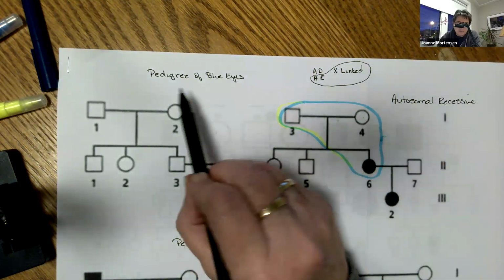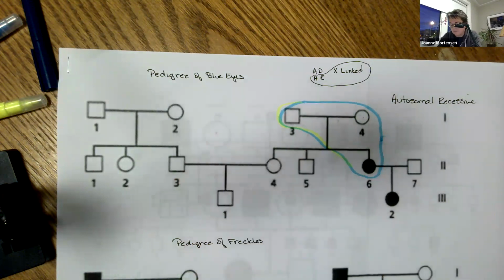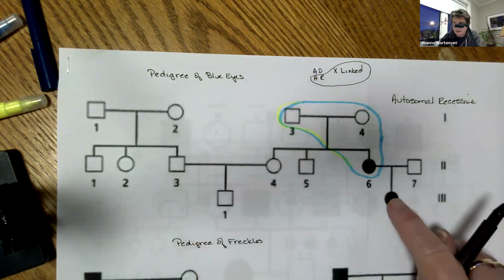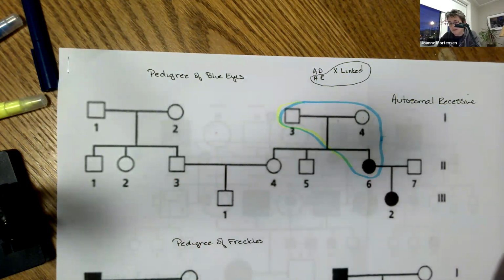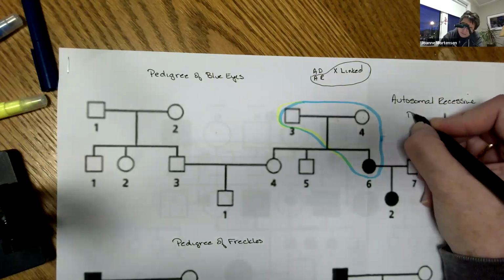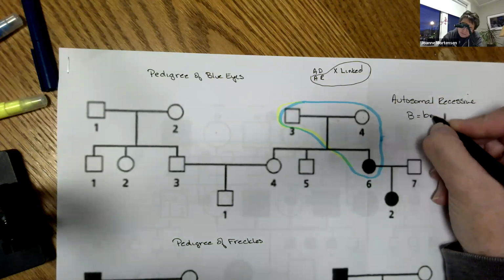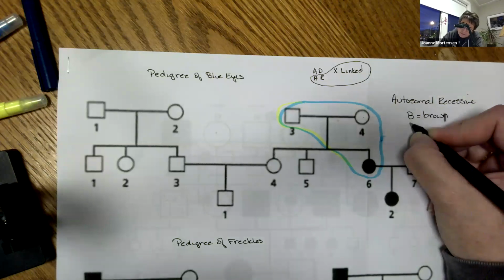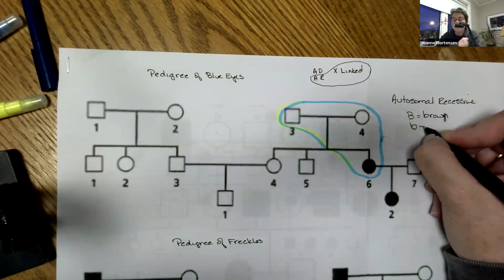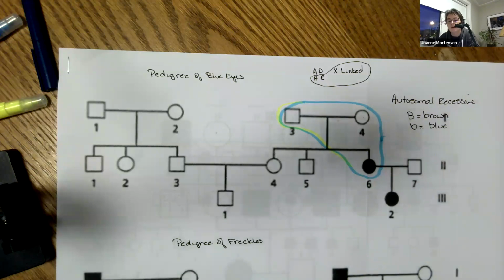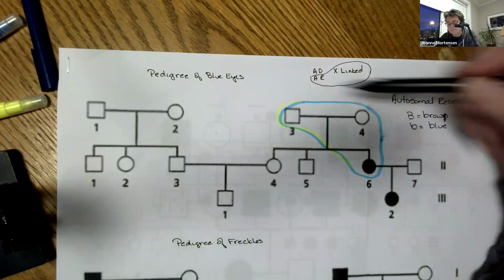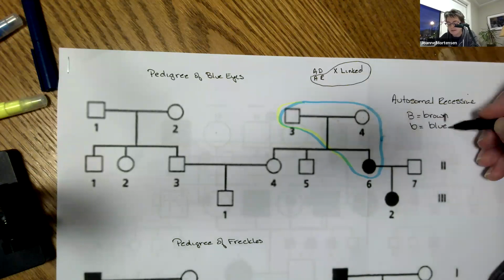Now, I said this is a pedigree for blue eyes. And so these two girls have blue eyes. And we're going to use a dominant trait of brown eyes. So watch carefully. Even though my whole thing is about blue eyes, it's still a recessive trait, so it gets the lowercase. So here are my possible genes.